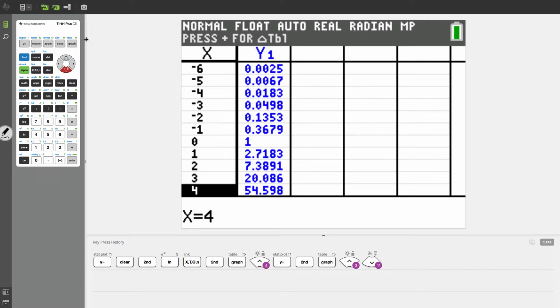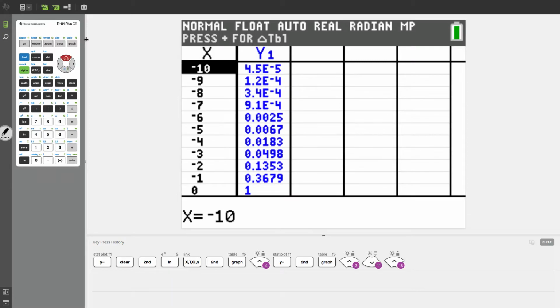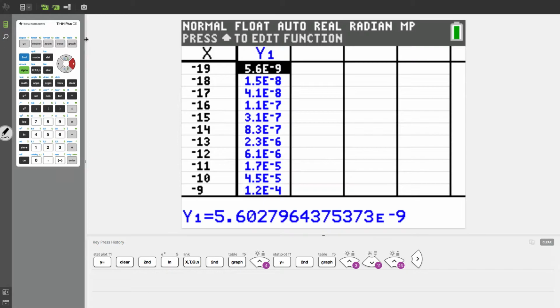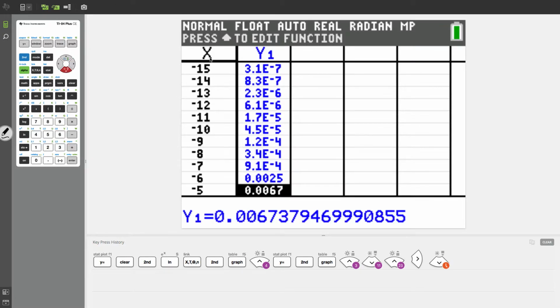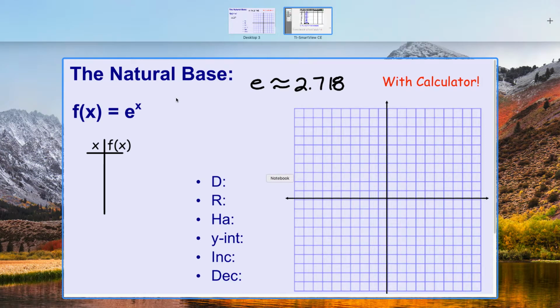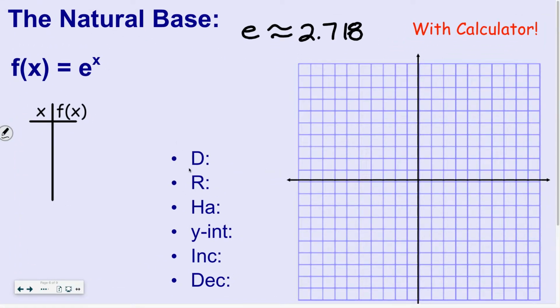Notice if I were to scroll up on this, what's happening as I go towards -infinity to my value of y? It's basically getting really close to 0, right? Times 10 to the -9th. So it's like 0.000000. So it's going to have the same sort of characteristics as the other functions where it will have a horizontal asymptote at 0.